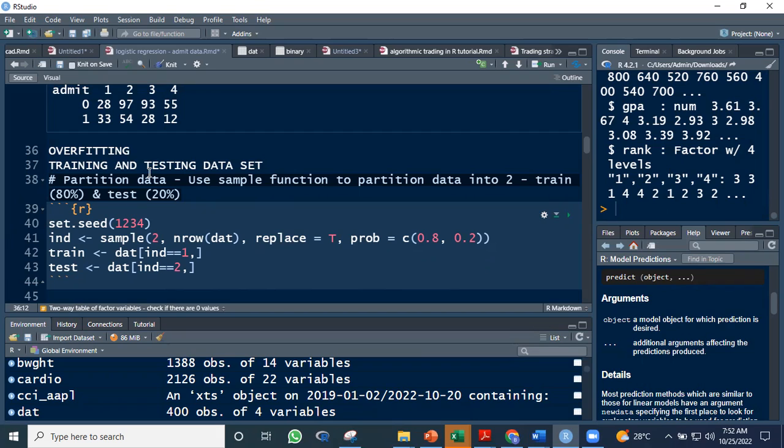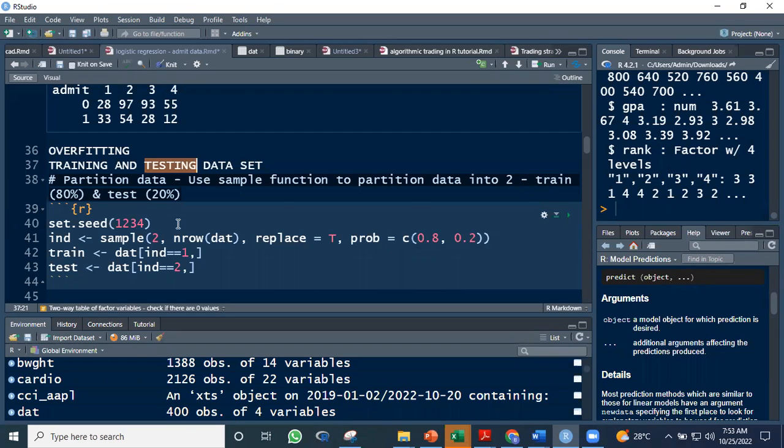We're going to use the model that we generated in training and test it on a data set that it has not yet seen, because our model has not yet seen the testing data set. So that's what we're going to do now. We're going to partition our data set into 2, training and testing.